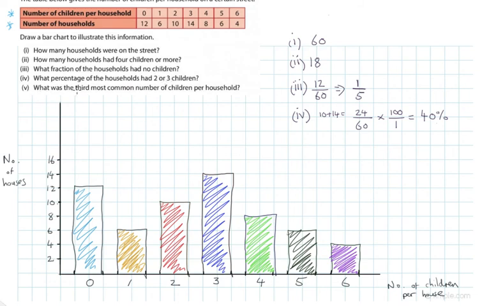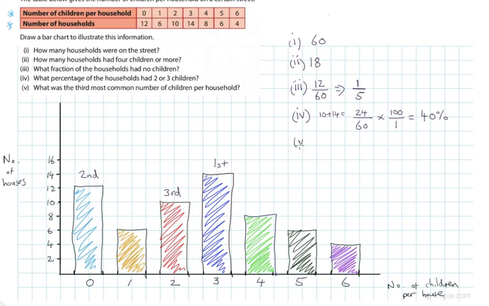What was the third most common number of children per household? Well, let's rank them looking at the graph here. The most common, first place, was 3. The second was none. And then let's see, the third highest will be this one here. So number 2, 2 children per household. Let's see, 14, 12, 10. That's the third. So the third most common number of children was 2.